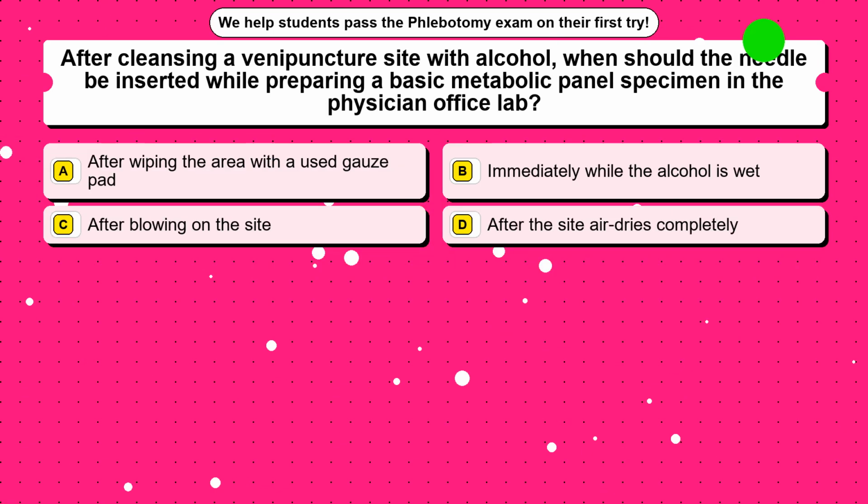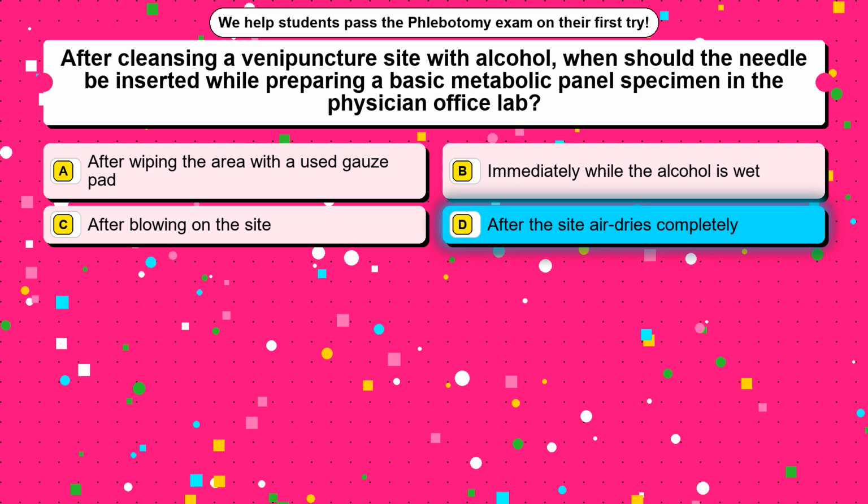Question 8. After cleansing a venipuncture site with alcohol, when should the needle be inserted while preparing a basic metabolic panel specimen in the physician office lab? Option A. After wiping the area with a used gauze pad. Option B. Immediately while the alcohol is wet. Option C. After blowing on the site. Option D. After the site air dries completely.